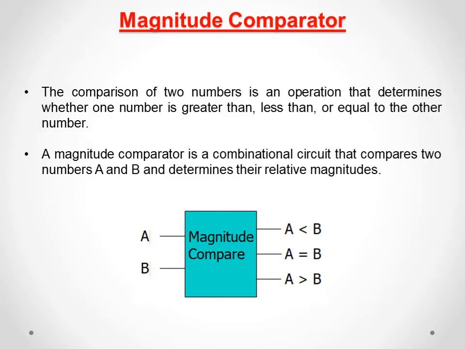What is a magnitude comparator? A magnitude comparator is a combinational circuit that compares two numbers A and B and determines their relative magnitudes. Generally, a comparator will produce three outputs: A less than B, A equal to B and A greater than B. This is the basic idea of the comparator.